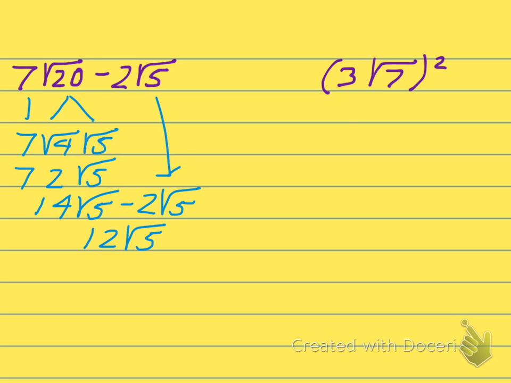And for our final item with radicals, we're going to square the 3, and we're going to square the square root of 7. 3 squared is 9. The square root of 7 squared just becomes 7, so 9 times 7 is 63.